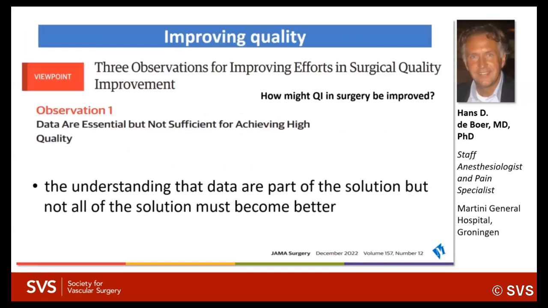But how to improve quality of care? This is an interesting paper from JAMA Surgery from 2022: three observations for improving efforts in surgical quality improvement. The first observation was that data are essential, but not sufficient for achieving high quality. The understanding that data are part of the solution, but not all of the solution, must become better.